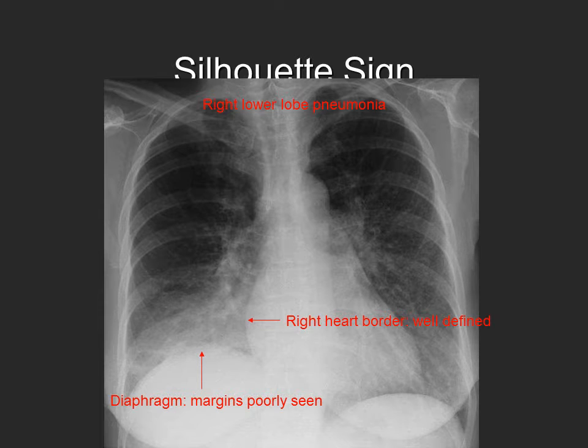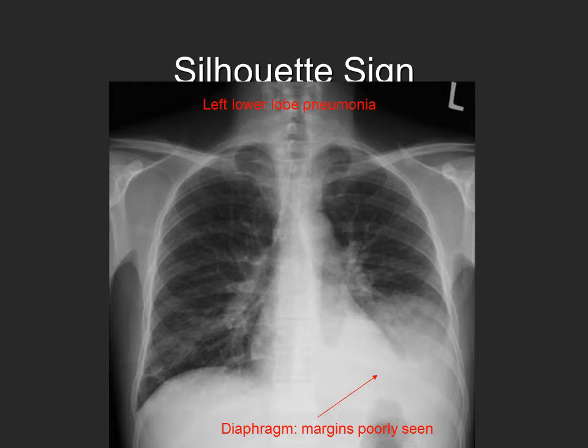This is a chest X-ray of a patient with a right lower lobe pneumonia. Notice that the margins of the right hemidiaphragm are poorly seen. This is a chest X-ray of a patient with a left lower lobe pneumonia. Notice that the margins of the left hemidiaphragm are poorly seen.